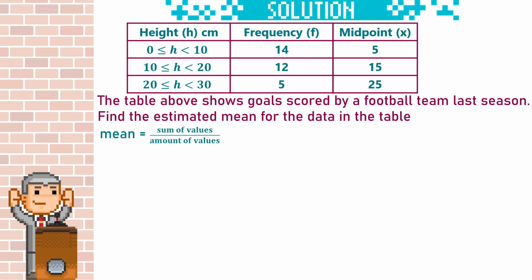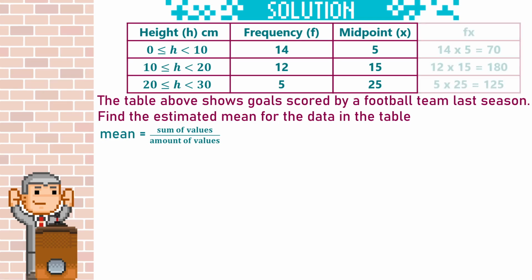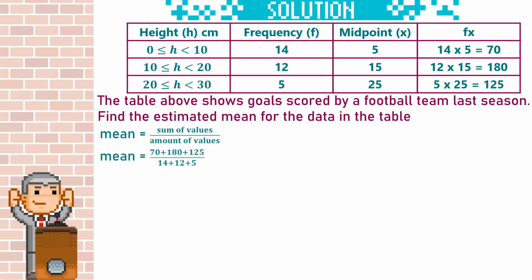We then do our fx column by multiplying 14 by 5, 12 by 15, and 5 by 25. And to find the mean, we add up the fx column, 70 plus 180 plus 125, and divide it by the sum of the frequency column, 14 plus 12 plus 5. And that gives us the answer of 12.1 centimetres to 3 significant figures.